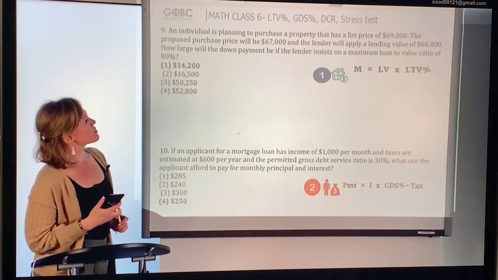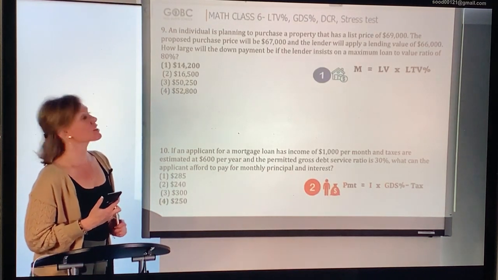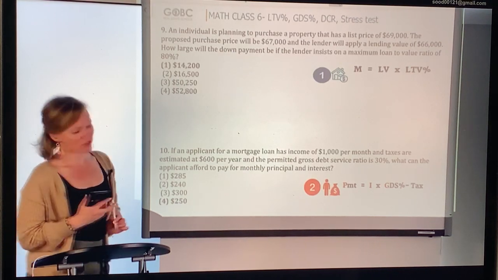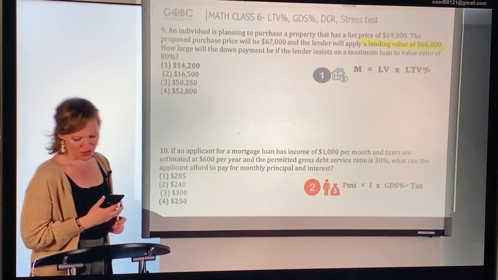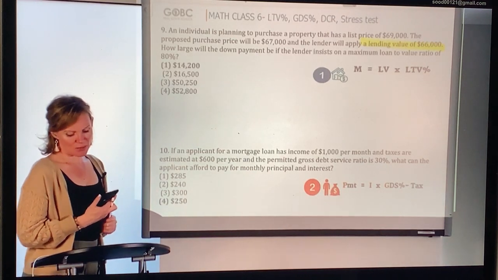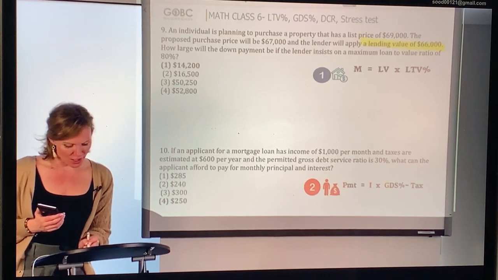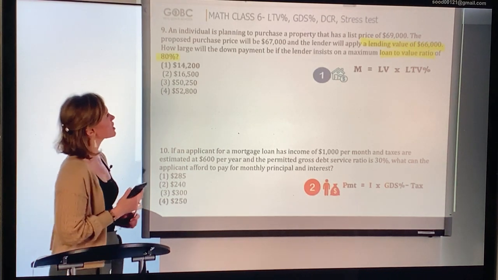Another easy two questions. An individual is planning to purchase a property that has a listed price of $69,000. Doesn't matter what it was listed for. The proposed purchase price was $67,000. Doesn't matter. The lender will apply the lending value, so that's the one that matters to us, of $66,000. How large will the down payment be if the lender insists on the maximum loan to value ratio of 80%? So we have a loan to value ratio of 80%, and we have two numbers so far, and they're looking for the down payment.